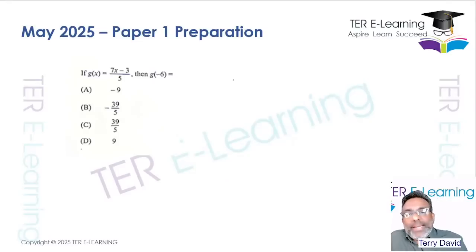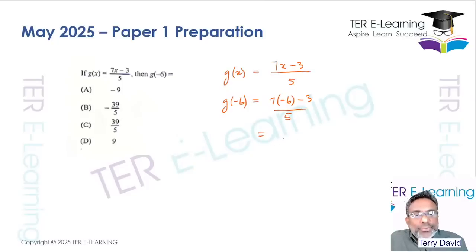A lot of people are saying the answer is A. Let's check that. So g of x is equal to (7x minus 3) all over 5. You want to work out g of minus 6. You're going to substitute minus 6 into this. So that's going to be (7 by minus 6 minus 3) all over 5. So 7 6s are 42, but this is going to be minus 42 minus 3 all over 5. So minus 42 minus 3 is going to give you minus 45 all over 5, and that's going to give you minus 9. So that's the answer there. Minus 9, which is going to be E.